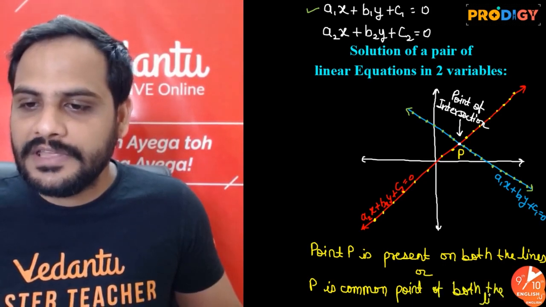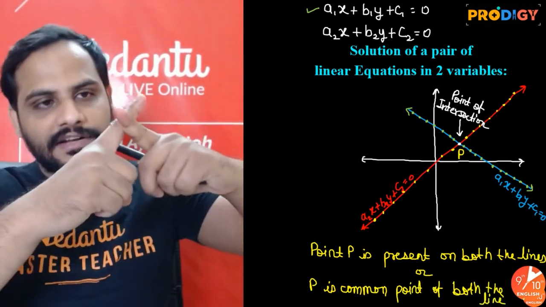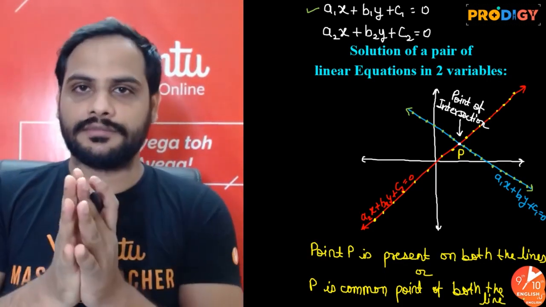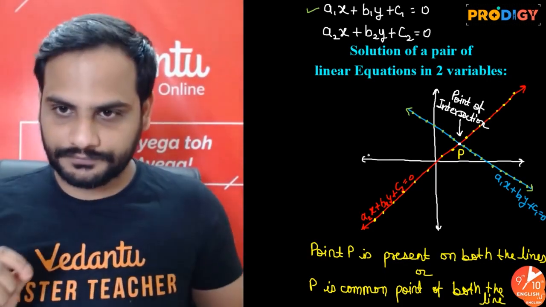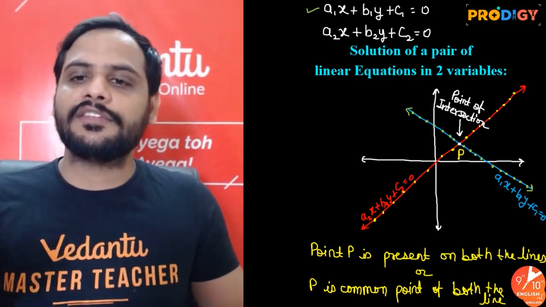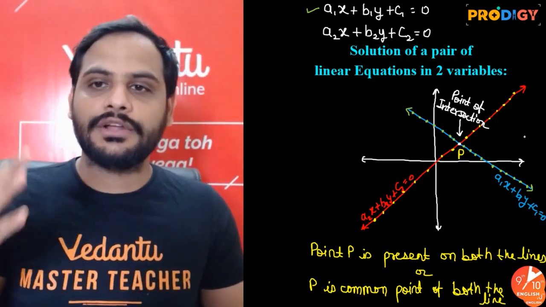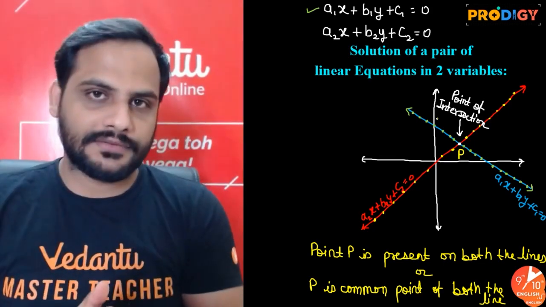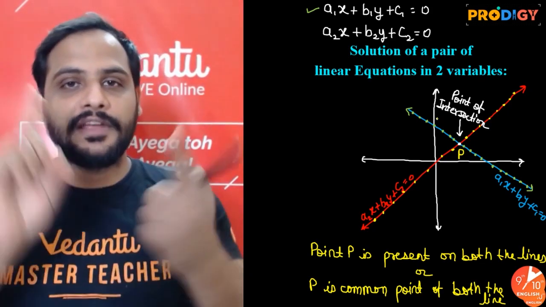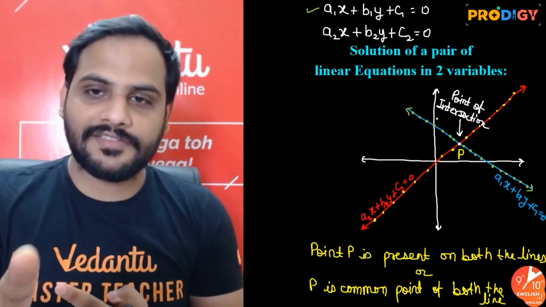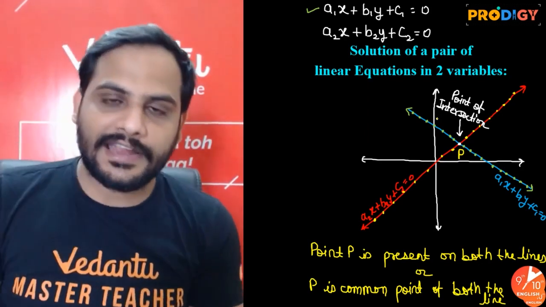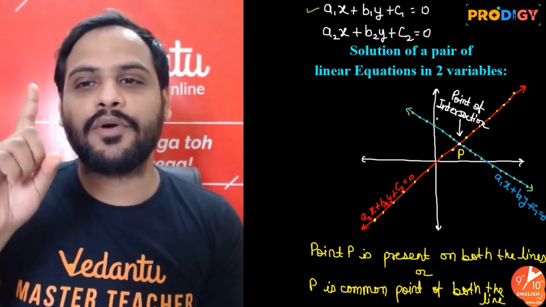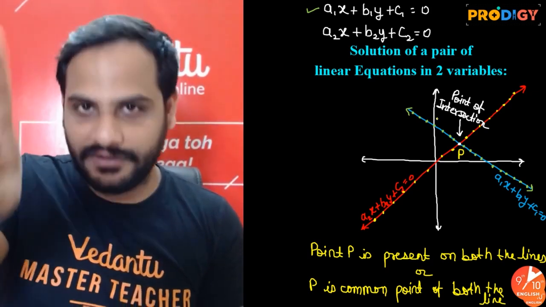Yes or no? P is the common point because two lines are intersecting; the point where they intersect will be the common point. So I cannot say that this point P belongs to only the red line or only the blue line. No, it belongs to both the lines. Since it is present on the first line as well as on the second line, I can say that all the points on the blue line are the solution of the first equation.